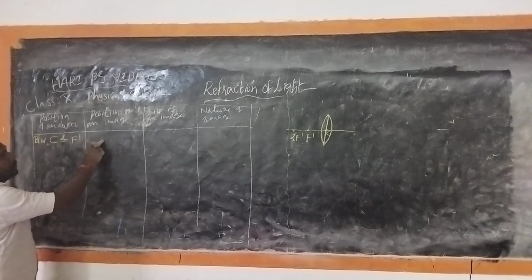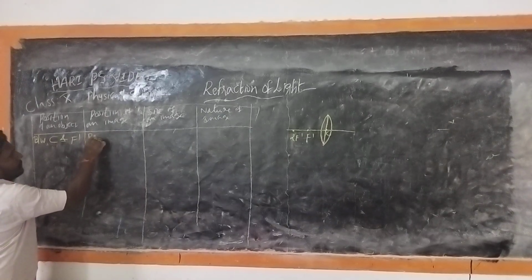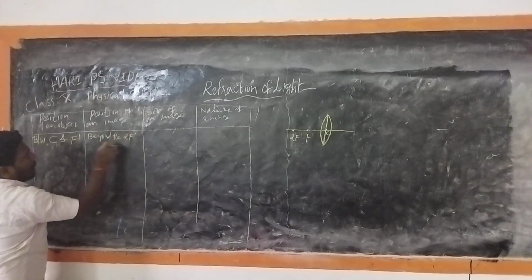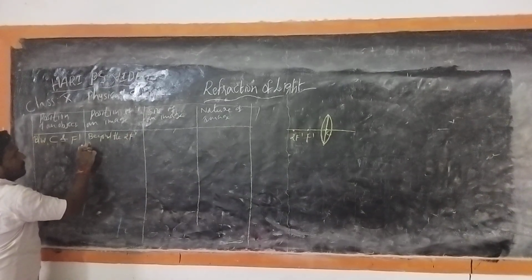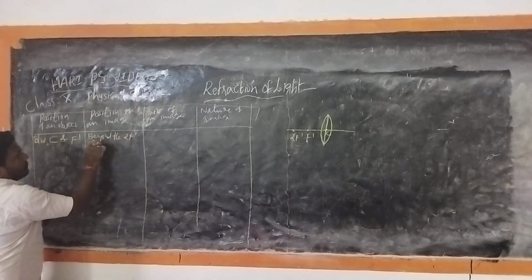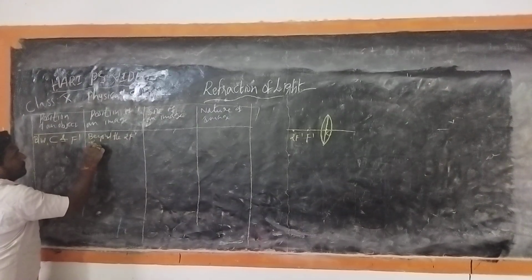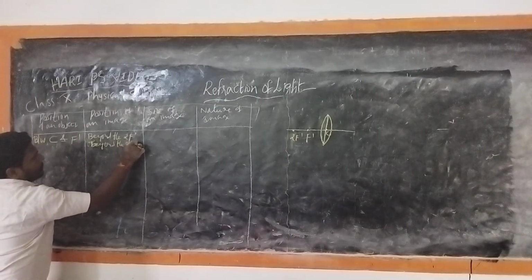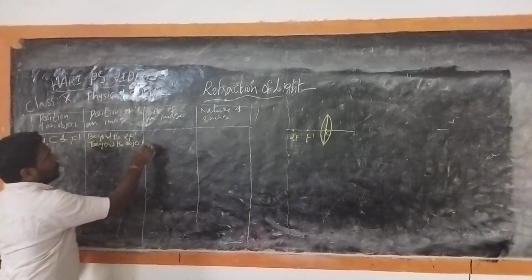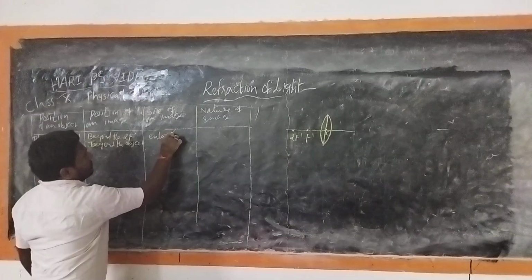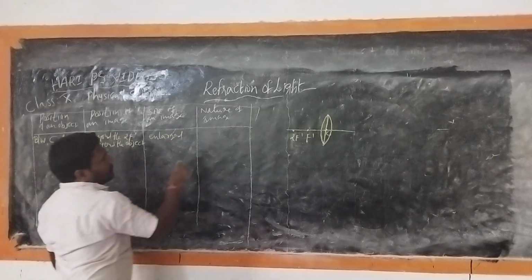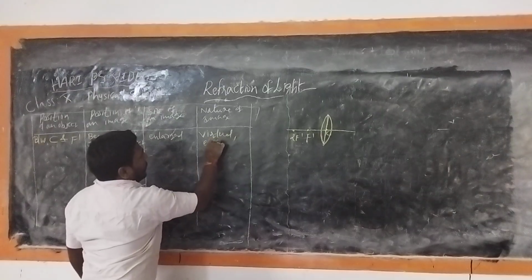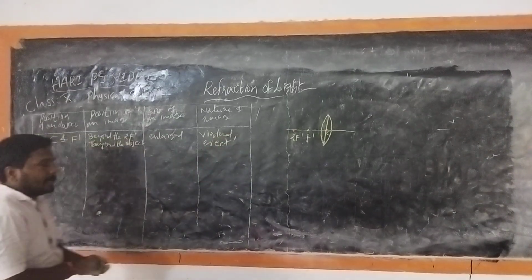Where is the image formed? Behind the object, at the 2F dash position or behind the object. So an enlarged image. Nature of the image: virtual and erect.